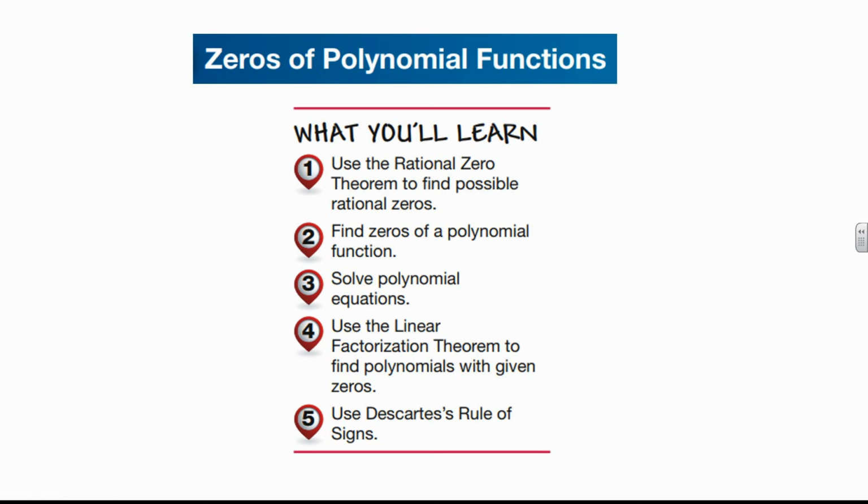Zeros of polynomial functions. We've been talking about the zeros already. The zeros are the solutions. Basically, you set the function equal to 0, solve for x. Those x values, we call them x-intercepts, or zeros, or roots, or even factors. They all mean the same thing.